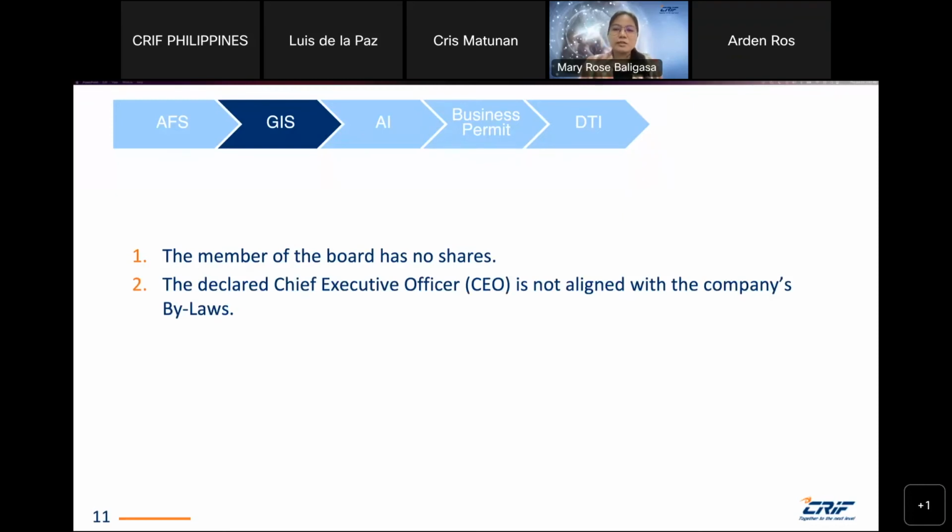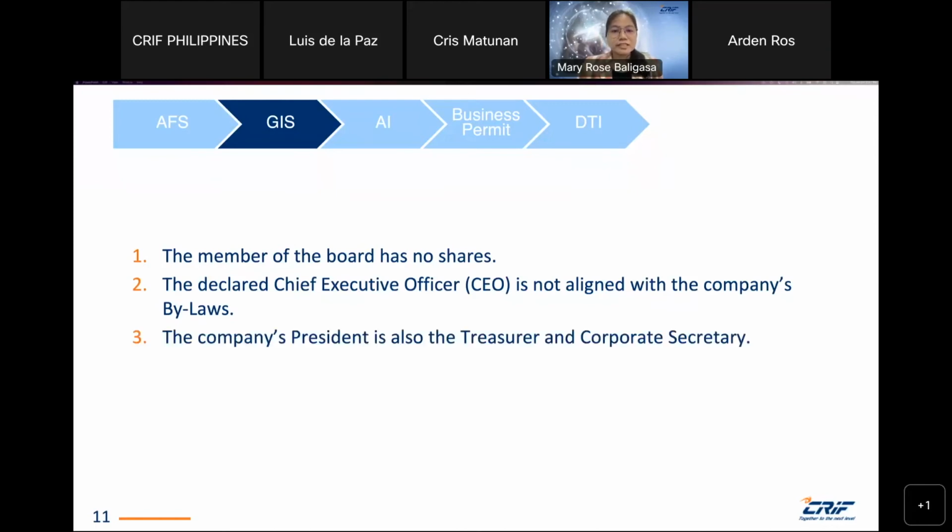Then upon checking with the GIS, it was posted that the chairman is the CEO. In this instance, there is an inconsistency and it will be considered a red flag.